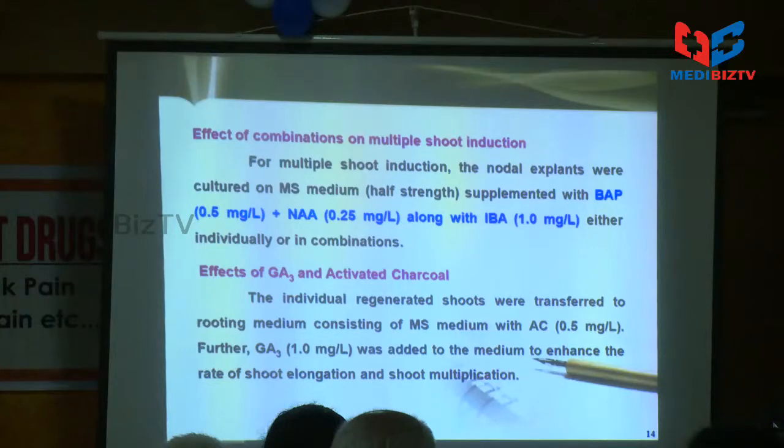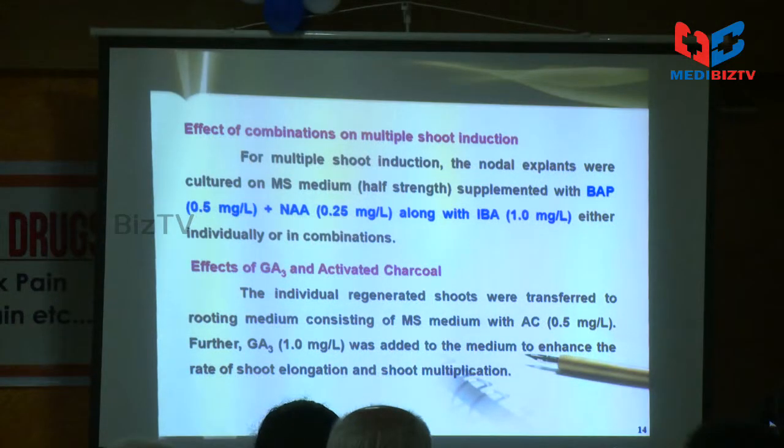This slide shows the effect of combinations on multiple shoot induction. For multiple shoot induction, the nodal explants were cultured on half strength MS medium supplemented with BAP 0.5 mg per L plus NAA 0.25 mg per L along with the addition of IBA at 0.1 mg per L, either individually or in combinations. Activated charcoal and GA3 are used in the rooting medium, and GA3 is used for shoot elongation as well as for shoot multiplication.